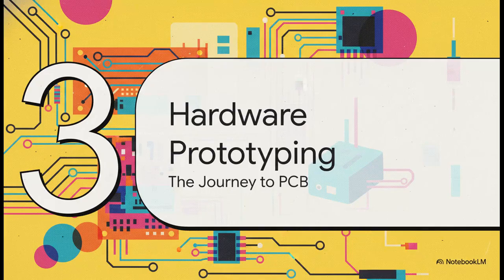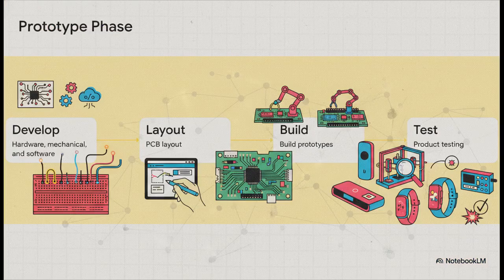All right, Section 3, the hardware prototyping journey. To group all these individual pieces together into a working device, we have to enter the prototype phase. And this usually follows 4 distinct steps. First, you're developing the hardware and software simultaneously, often just starting out on a messy solderless breadboard. Next up, you map out a custom circuit board layout. Then, you build out your physical iterations. And finally, you put that device through some rigorous product testing to see if it holds up.